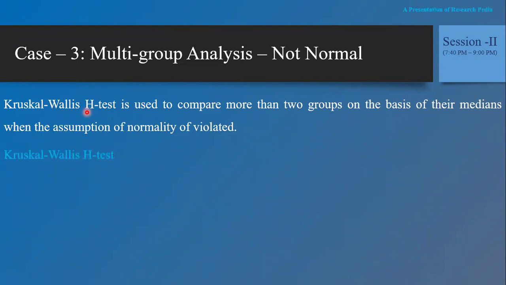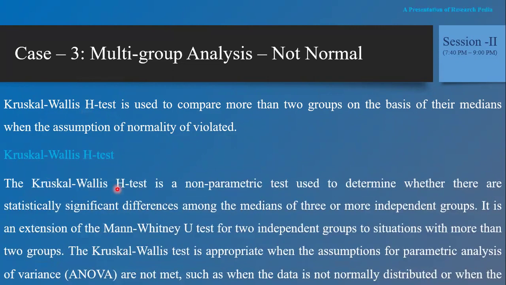So what is the Kruskal-Wallis H test? The Kruskal-Wallis H test is a non-parametric test used to determine whether there are statistically significant differences among the medians of three or more independent groups. Always remember, when there is a median comparison, it means you are dealing with non-normal data. If we compare the means of more than two groups, it means we are dealing with normal data. Here the median is used as the comparison of averages for more than two groups.